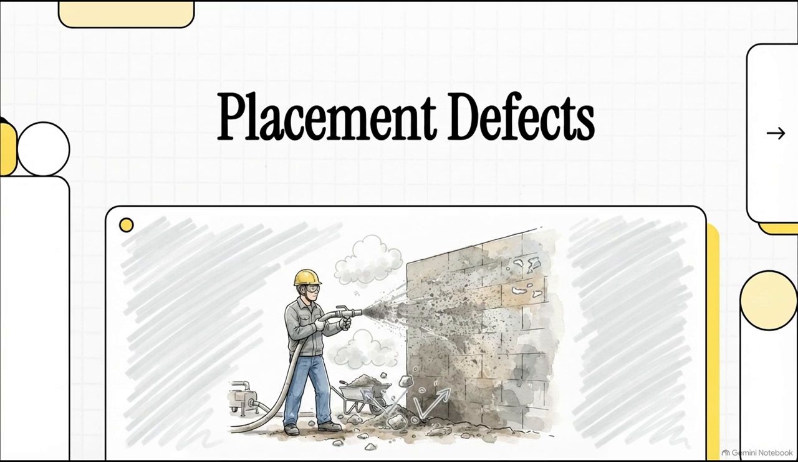Today, we're unpacking an absolutely critical topic: rebound, overspray, and placement defects. Look, if you're gearing up for the ACI exam, or honestly, if you're just fascinated by how these massive concrete structures actually hold together in the real world, this is foundational stuff. We're going to look at exactly what goes wrong when spraying concrete, and more importantly, the crucial actions inspectors have to take before those mistakes literally get set in stone.